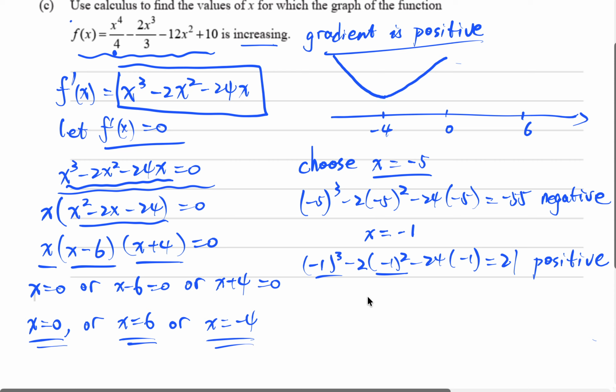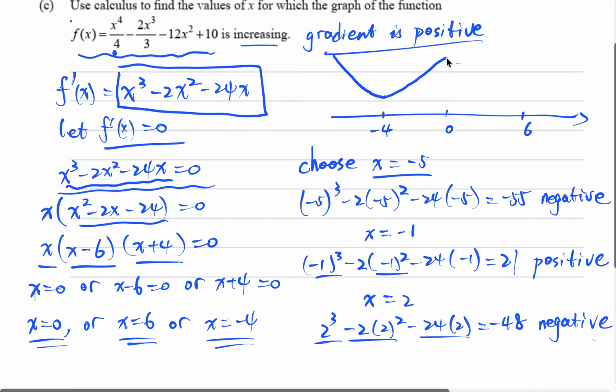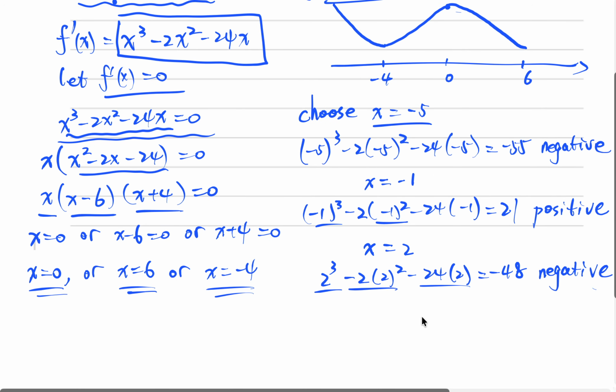So again, I choose a number between 0 and 6. Let's say x equals 2. So it's 2 cubed minus 2 times 2 squared minus 24 times 2. This is 8, and this is 8 again, so they cancel each other. It's negative 48, a negative. See, it's going down. So from 0, the graph goes down to somewhere when x equals 6.